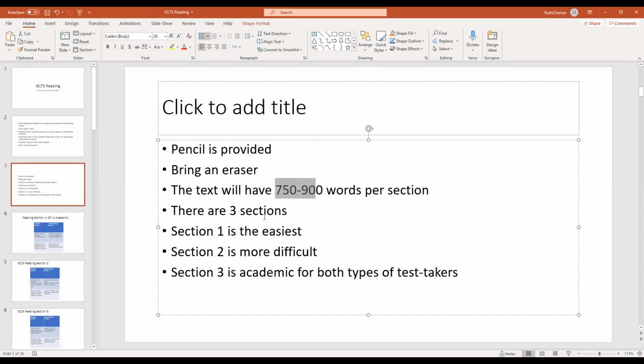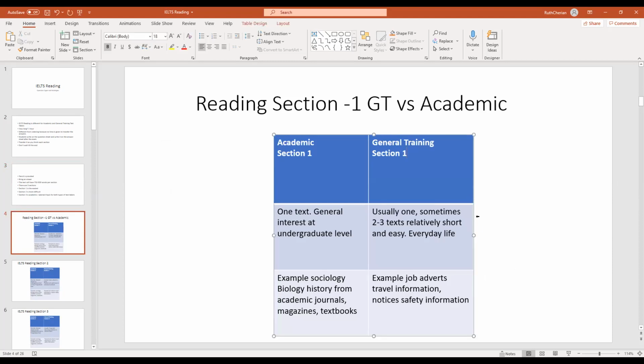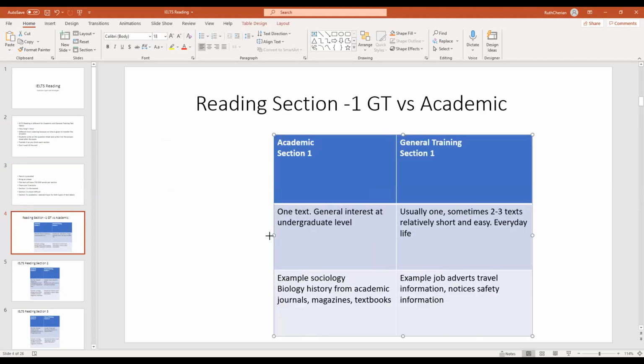Section 1 of the general training test is quite easy. It's going to be related to your real life activities, real life applications. Section 2 is a little more difficult when compared to section 1. And section 3 is kind of academic for both types of test takers. If you're taking your GT test, then section 3 is either academic or it'll talk about an abstract topic. So it's not just academic, but it'll also talk about an abstract topic.